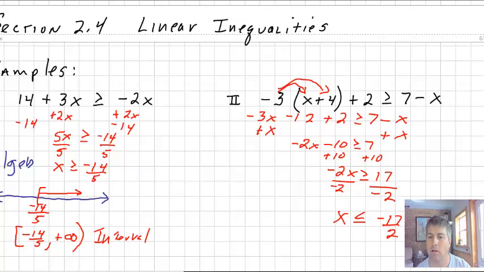Okay, so that's our algebraic solution. We'll go ahead and graph our solution. We want everything less than or equal to negative 17 halves. Again, we're including negative 17 halves. And then we want everything that's less than or equal to that, so that is going to be everything to the left of negative 17 halves. So we got our bracket.